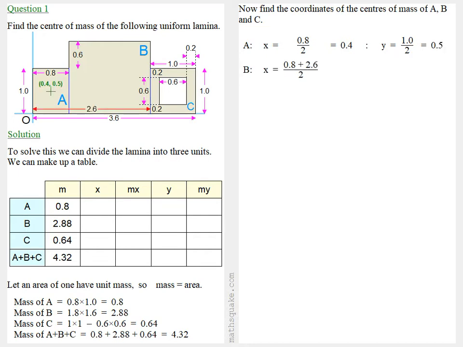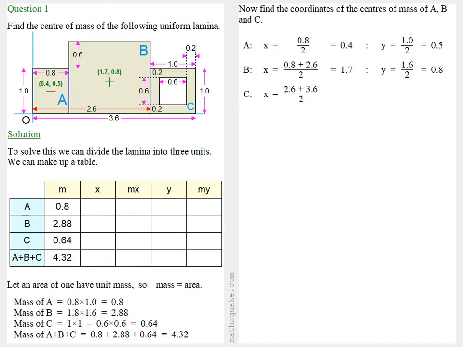For B, the x-coordinate again is halfway across, so that's halfway between 0.8 and 2.6. So it's the average of 0.8 and 2.6, which is equal to 1.7. And the y-coordinate is half the height, which is 1.6 divided by 2, or 0.8.